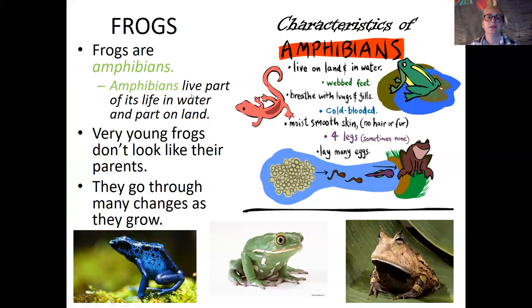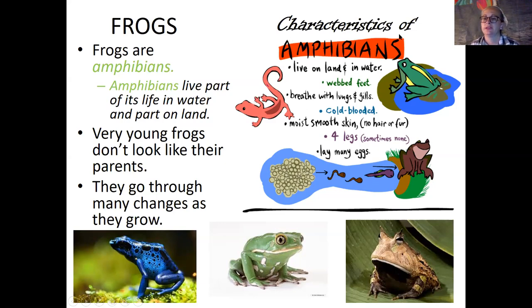Now, amphibians live part of their life in water and part on land. Very young frogs don't look like their parents. They go through many changes as they grow. And these are examples of different types of frogs. And I believe this one's a toad. They're very similar to frogs.